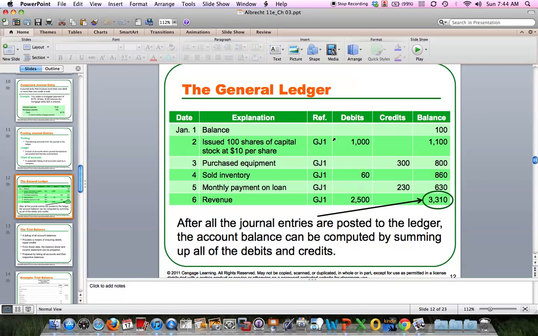Now, this GJ1 means this entry, this amount, came from General Journal, page 1, and this date. So we're always leaving ourselves clues about where amounts came from, and that's the whole point of the GJ1. If I need to retrace my steps, if something isn't balancing and I want to go through and check all of my numbers again, I can go back and look at page 1 of the General Journal and verify that that $1,000 is the correct amount to record right here.